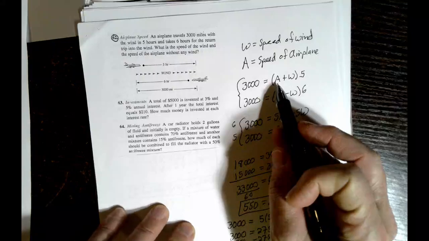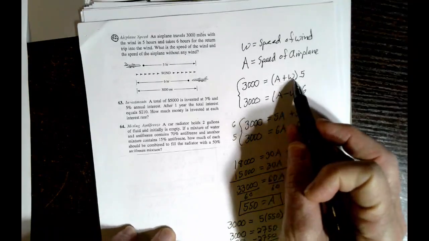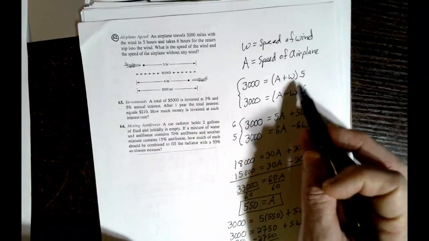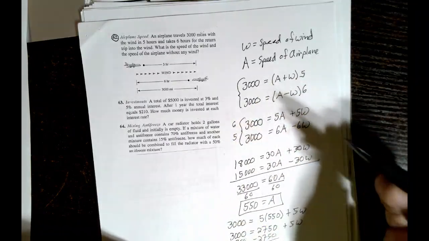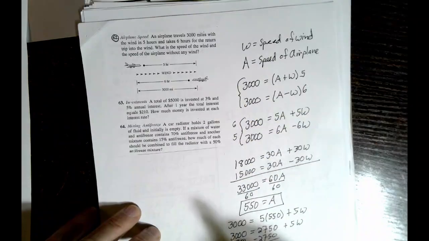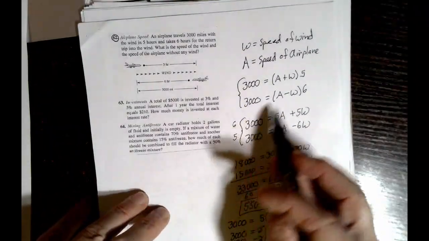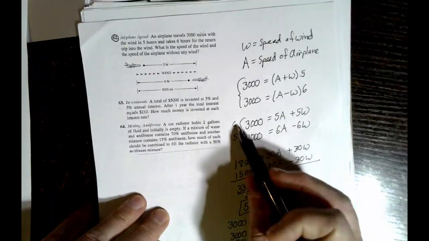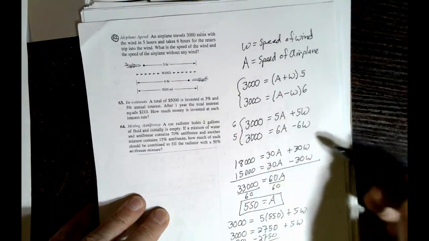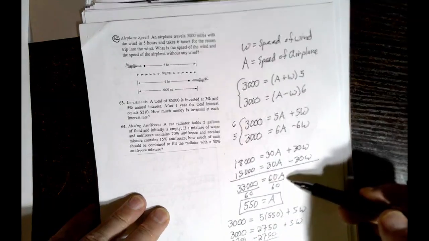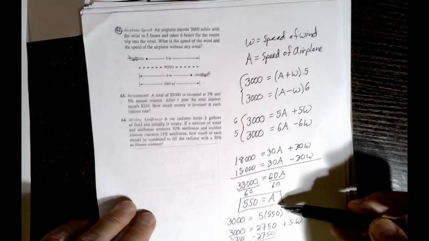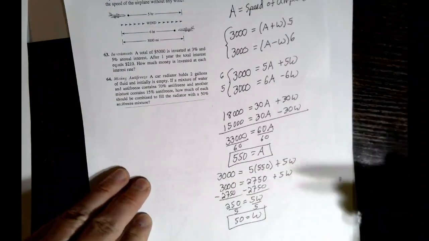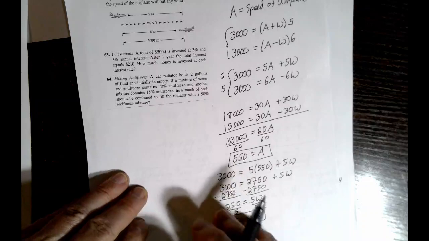And so you got the airplane speed plus the wind speed, and the airplane speed take away the wind speed. And it's 5 hours, 6 hours, and they're both the same distance, 3,000 miles. So you multiply by 5 here, and you get this guy here. Multiply by 6, and you get this guy here. And you multiply a 6 and a 5 so that your W's go away, and you're able to figure out what A is. And once you know what A is, you plug it into either equation to figure out what W is. Alright?